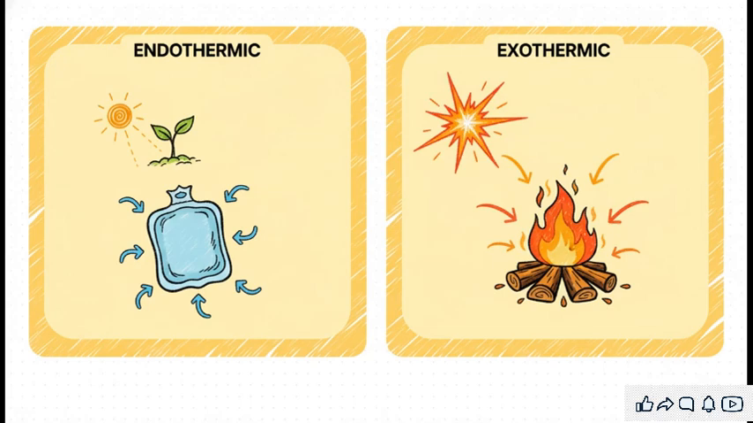Endothermic reactions pull heat in. That's why those chemical cold packs you snap feel cold to the touch. But exothermic reactions push heat out. That's why a fire feels hot. It's releasing a ton of energy. So photosynthesis is endothermic. It's absorbing the sun's energy, while an explosion is just a really, really fast exothermic reaction.